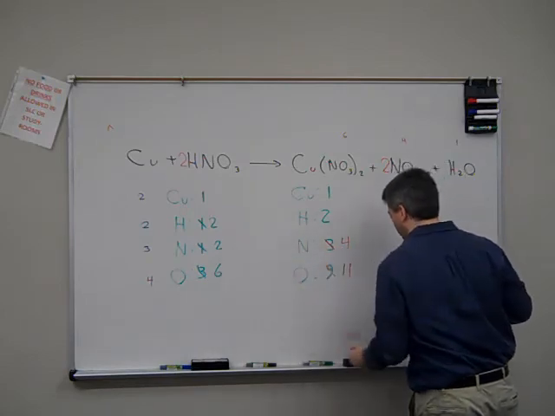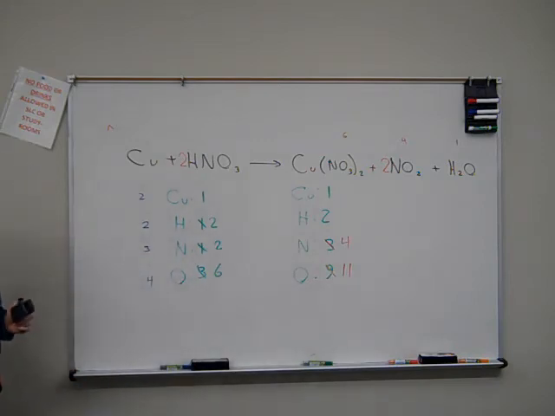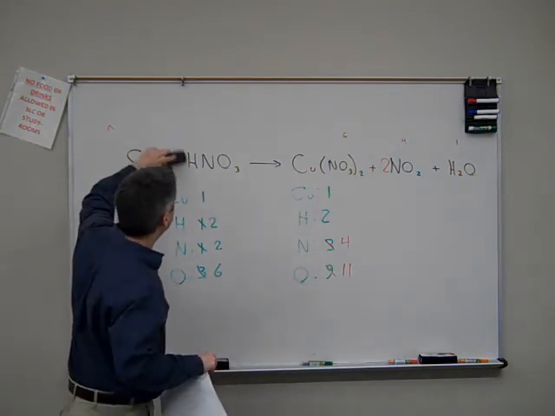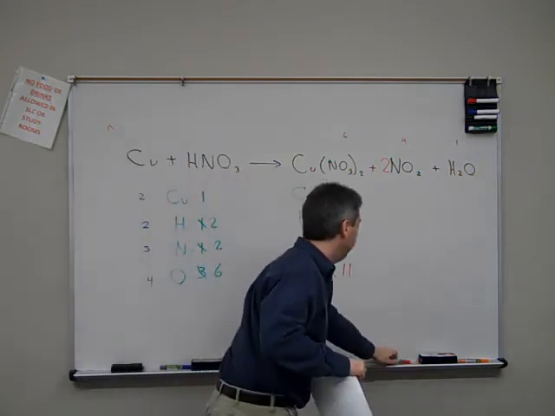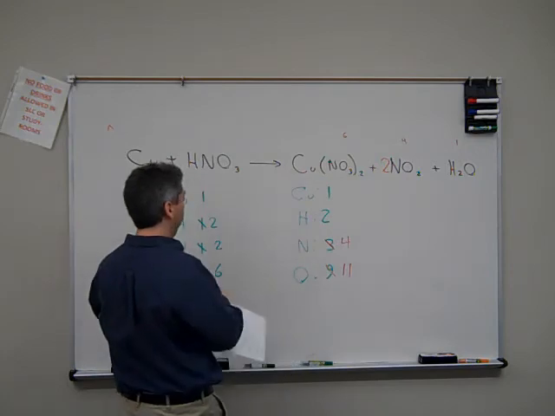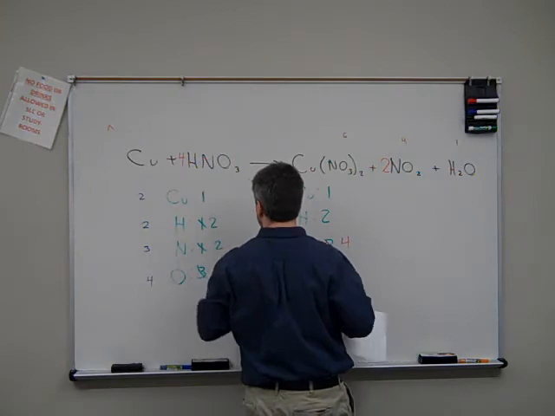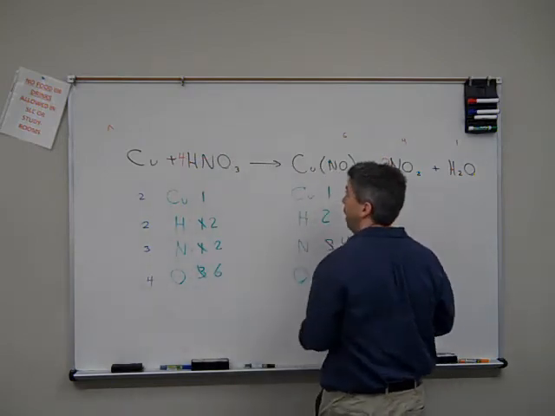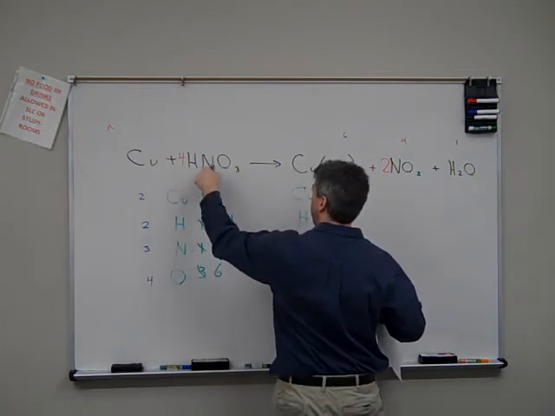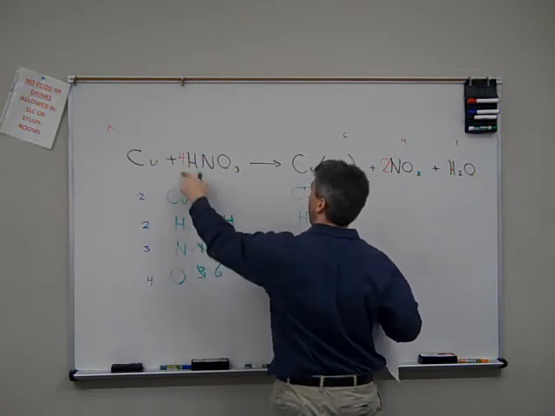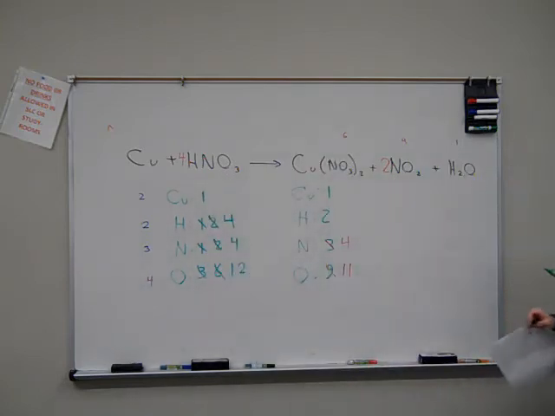I have 4 here, 2 here, what do I need to do? Change the 2 to a 4. Or if you like to think of it this way, you could also multiply that coefficient by 2. The coefficient was 2, 2 times 2 is 4. And that changes everything, almost. And now I have 4 hydrogens, 4 nitrogens, and how many oxygens? 12.